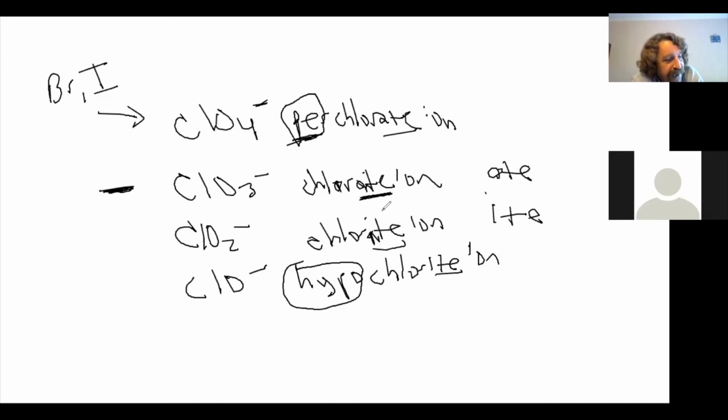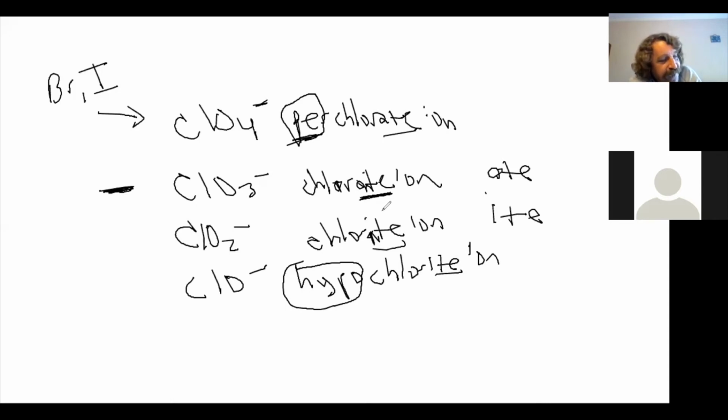Okay. Now, the next one down, they say nitrite ion. If nitrite ion is NO2 minus, what would NO3 minus be called? The difference between NO2 minus and NO3 minus is that NO3 minus has one more oxygen. Now, NO2 minus is nitrite. So we're going from nitrite and adding one more oxygen, which means that we can change the suffix. So we change it from nitrite to nitrate. So NO3 minus would be nitrate ion.